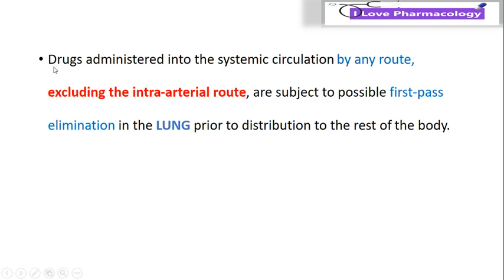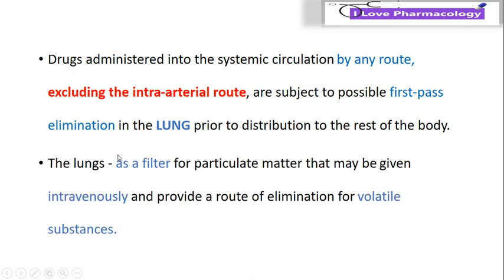Drugs administered into the systemic circulation by any route, excluding the intra-arterial route, are subject to possible first pass elimination in the lung prior to distribution to the rest of the body. The lung here serves as a filter for particulate matter that may be given intravenously and provides a route of elimination for volatile substances.